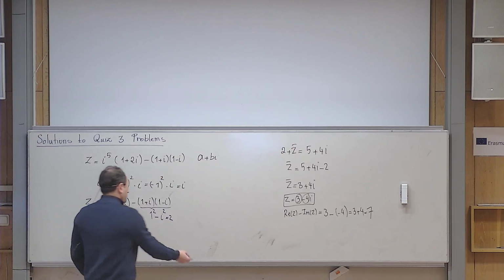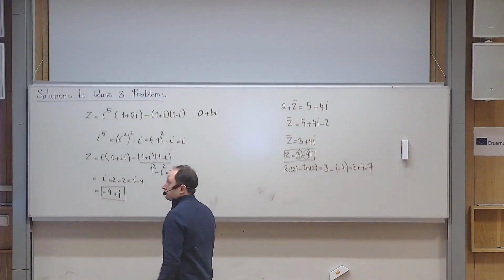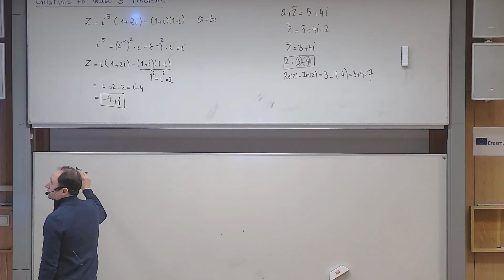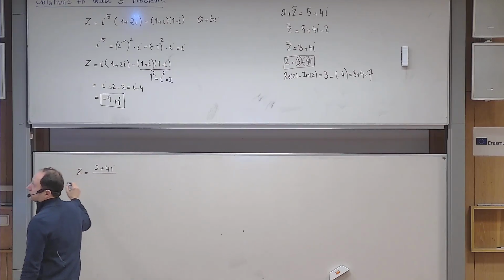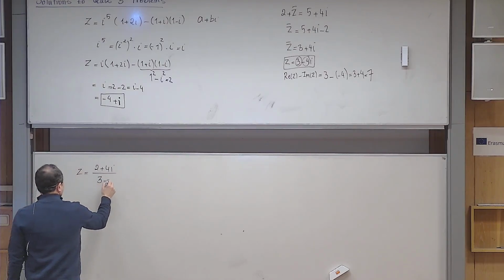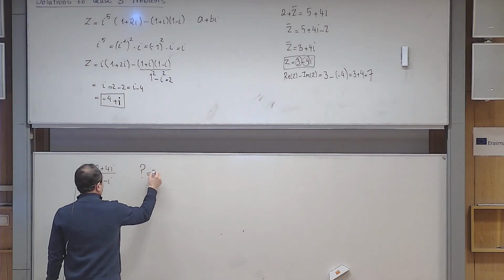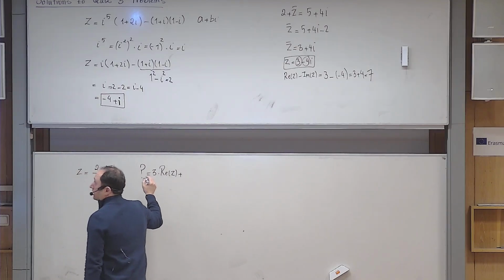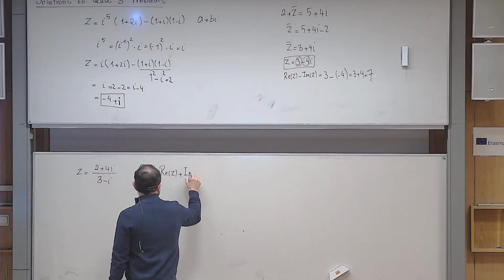So what is the other problem? z is given to be (2 plus 4i) divided by (3 minus i). The question mark is 3 times the real part of z plus the imaginary part of z. This is what is wanted.